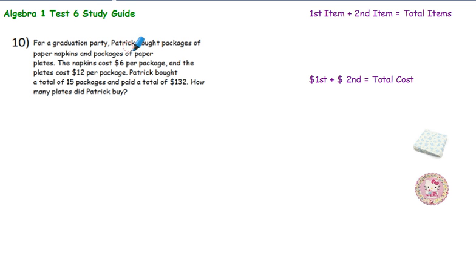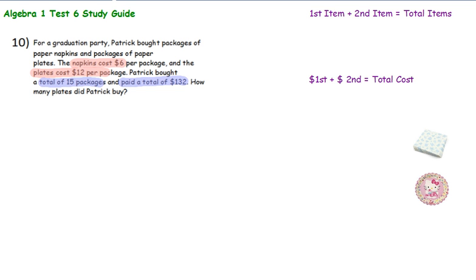So you'll notice this guy's having a graduation party. Yay, Patrick. And he's buying packages of paper napkins and paper plates. So it says the napkins cost $6, and then the plates cost $12 per package. And then it says that he bought a total of 15 packages and paid a total of $132.